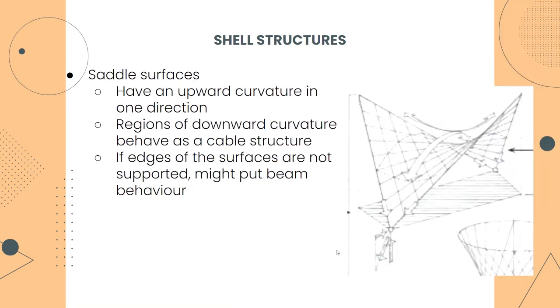And then we have saddle surfaces. They have an upward curvature in one direction. Regions of downward curvature behave as a cable structure. If the surfaces are not supported by anything, by the roof, it might show beam behavior.